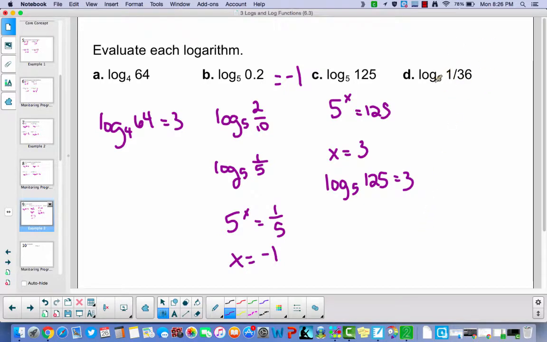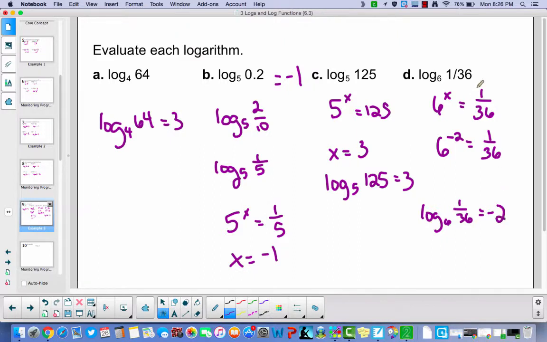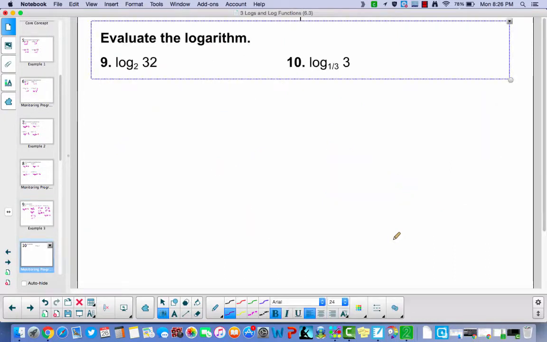Here, it says 6 to what power is 1 over 36? Well, 6 squared would give me 36, but how do I get that to go down to the denominator? Again, if it's an opposite sign, I can move it. So 6 to the -2 is 1/36. So what is the answer to log base 6 of 1/36? It's -2 because that's the exponent that I use. I'd like you to try these next two. So pause the video here and see what you can come up with.